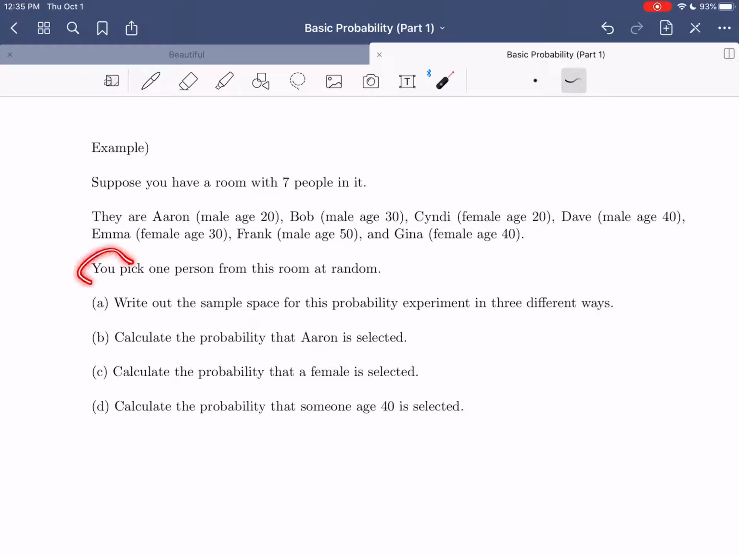And we're going to imagine that you pick one person from this room at random. So we're going to try a couple things with this. And again, this is trying to take us that next step further about understanding sample spaces.